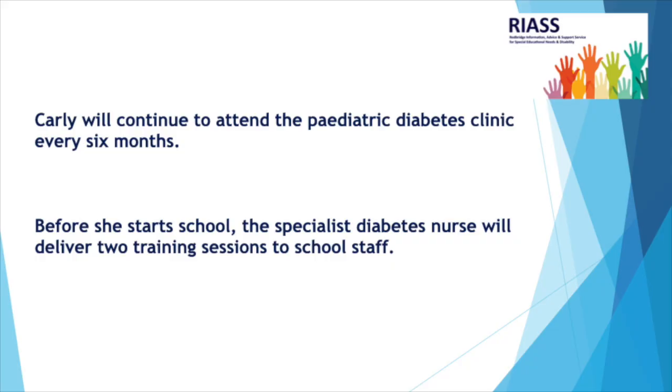A good example would be: Carly will continue to attend the paediatric diabetics clinic every 6 months. Before she starts school, the specialist diabetic nurse will deliver 2 training sessions to school staff. It's important for the EHC plan to give a full picture of the child and young person's health needs that may affect them in their school or other education setting.